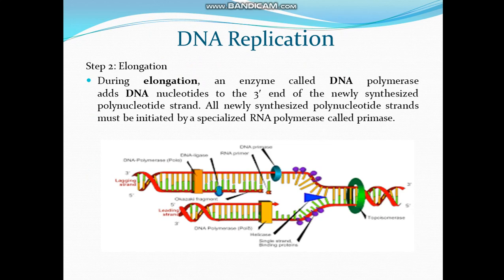Next is step 2, the elongation. During the elongation, an enzyme called DNA polymerase adds DNA nucleotides to the 3' end of the newly synthesized polynucleotide strand. All newly synthesized polynucleotide strands must be initiated by a specialized RNA polymerase called primase.